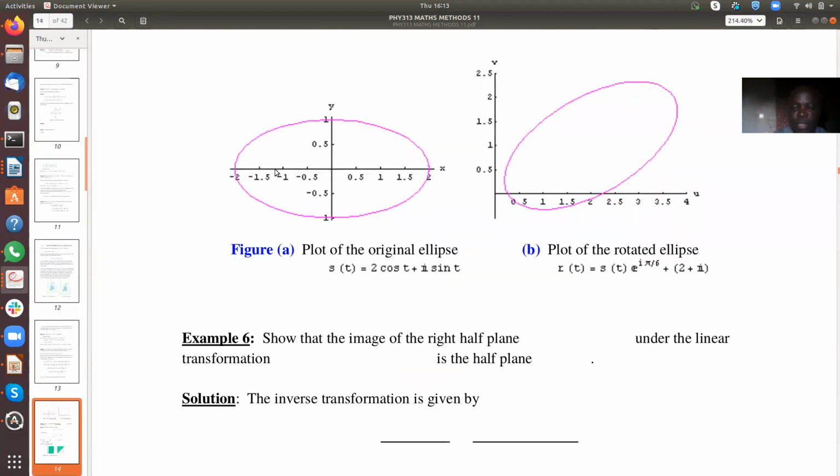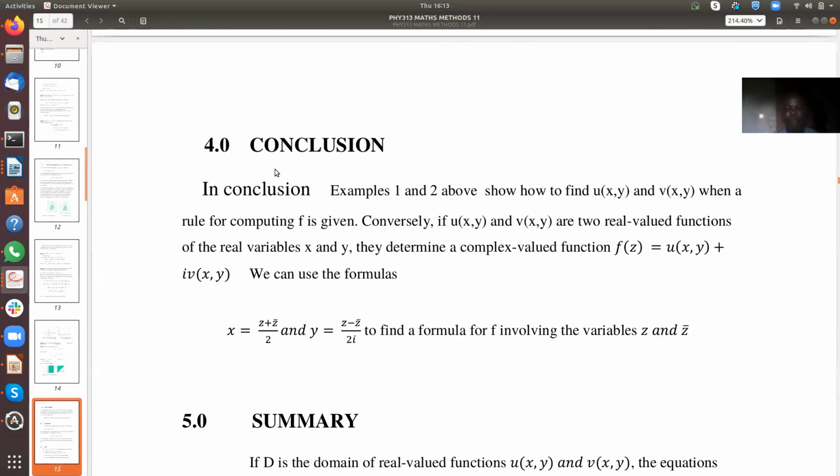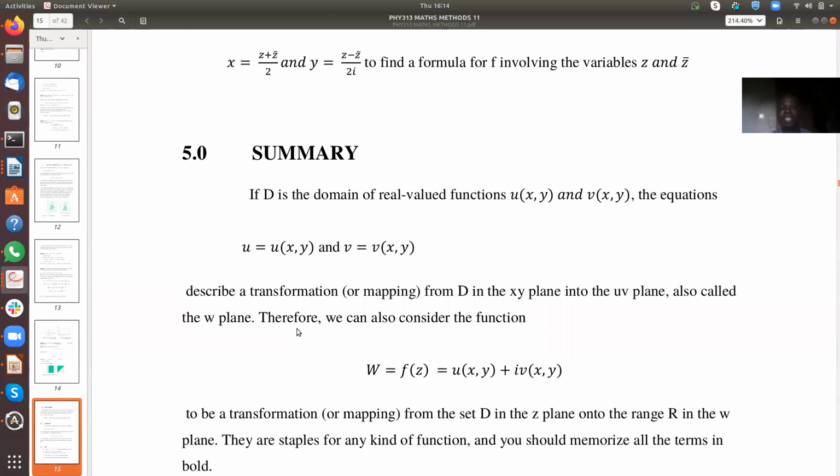Questions? Okay, in the absence of questions, what we have just tried to look at today is to see how geometric complex variables, or complex functions, are. We have solved some of the problems and we have seen how to transform from x to z. So in summary, we said that if D is the domain of the real-valued functions u and v, the equations of this is this. They describe a transformation or mapping from D in the xy plane into the uv plane, also called the w plane. Therefore, we can also consider the function this.